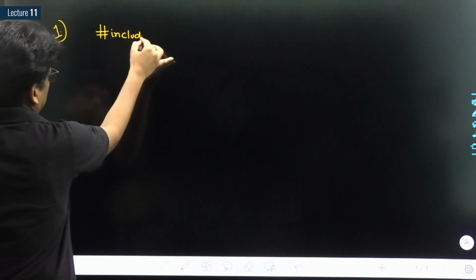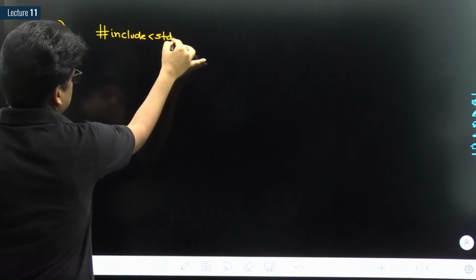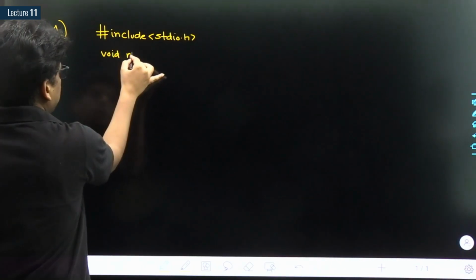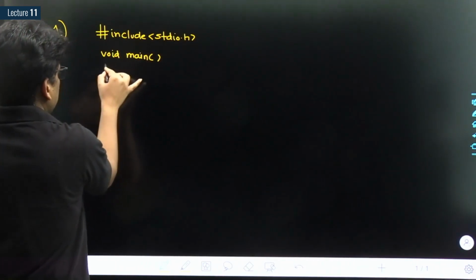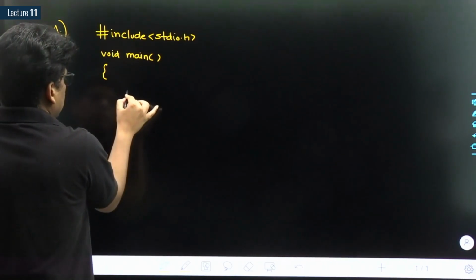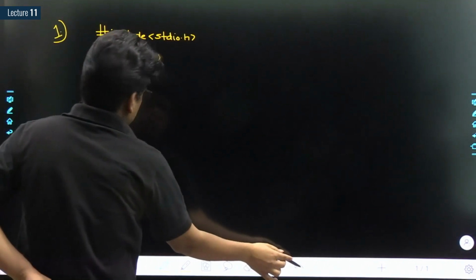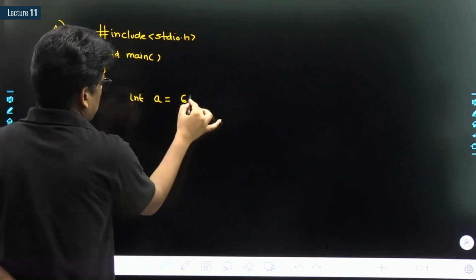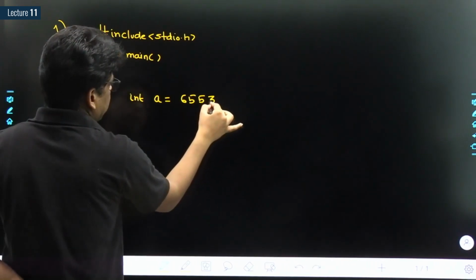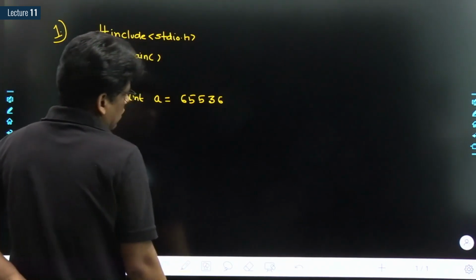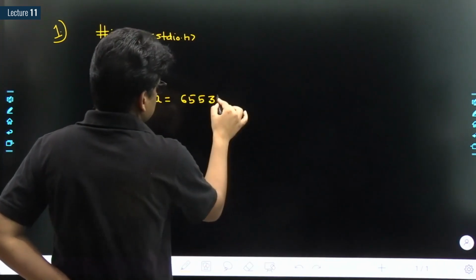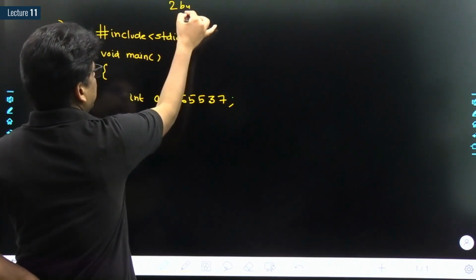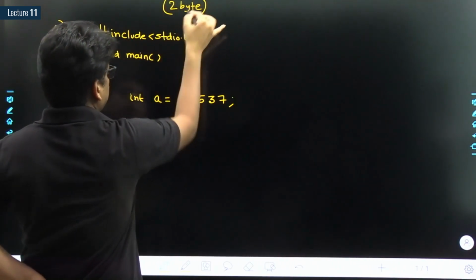#include <stdio.h> void main, int a is equal to 65536, or let me make it 65537. Assuming integer takes 2 bytes.